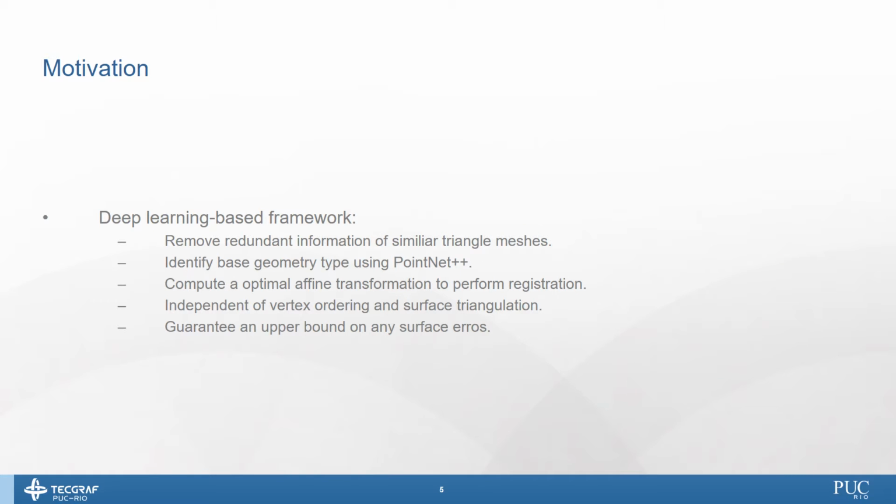Inspired by this recent work, we proposed a deep learning-based framework to remove this redundant information of similar triangle meshes by identifying a geometry type using the PointNet++, then computing an optimal affine transformation to perform this registration. Our method is independent of vertex ordering and surface triangulation by relying on point clouds. And during the optimization step, we guarantee an upper bound on any surface errors.